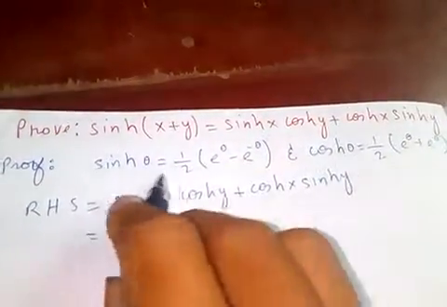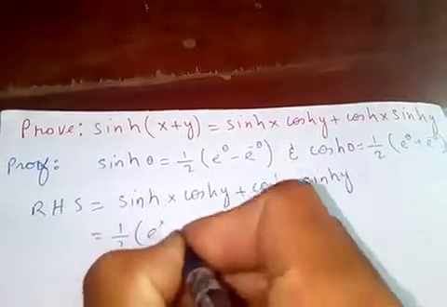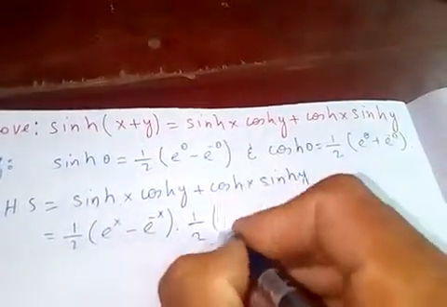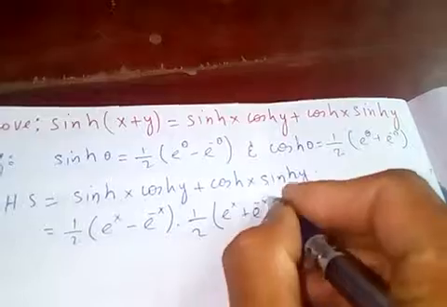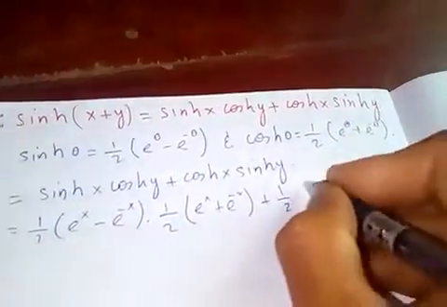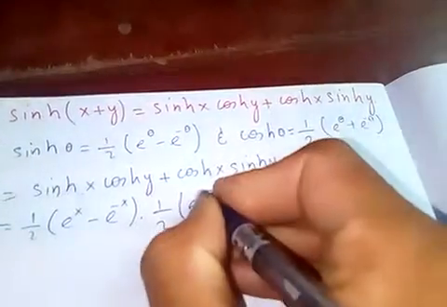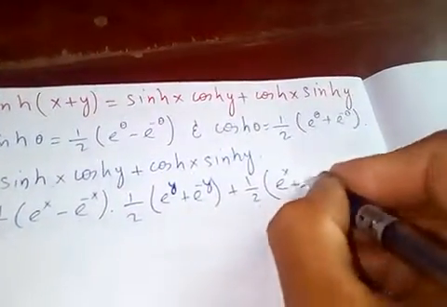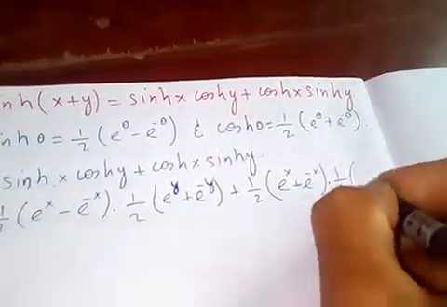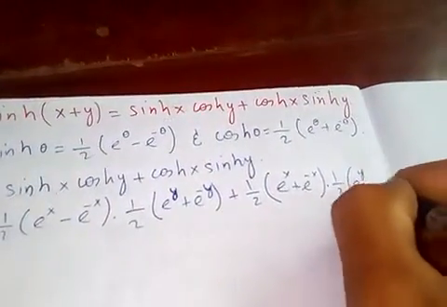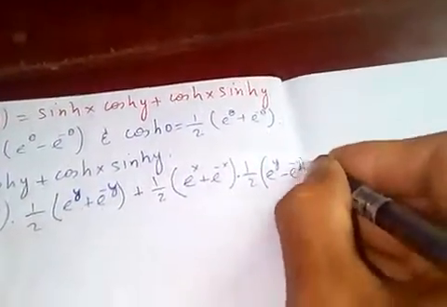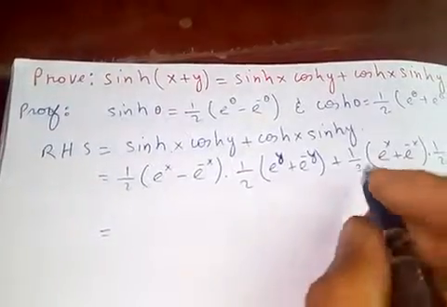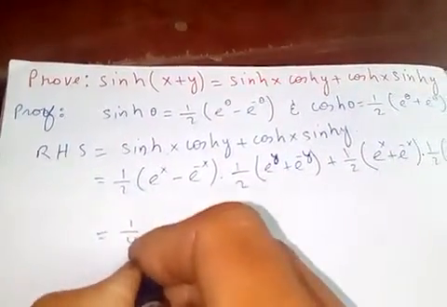So sine hyperbolic of x is half of e to the x minus e to the negative x. And for cos, half of e to the x plus e to the negative x, plus for cos of y, half of e to the y plus e to the negative y, sorry, this should be y, not x. And for sine of y, half of e to the y minus e to the negative y, which is, so one half is common, so let's take out common 1/4.